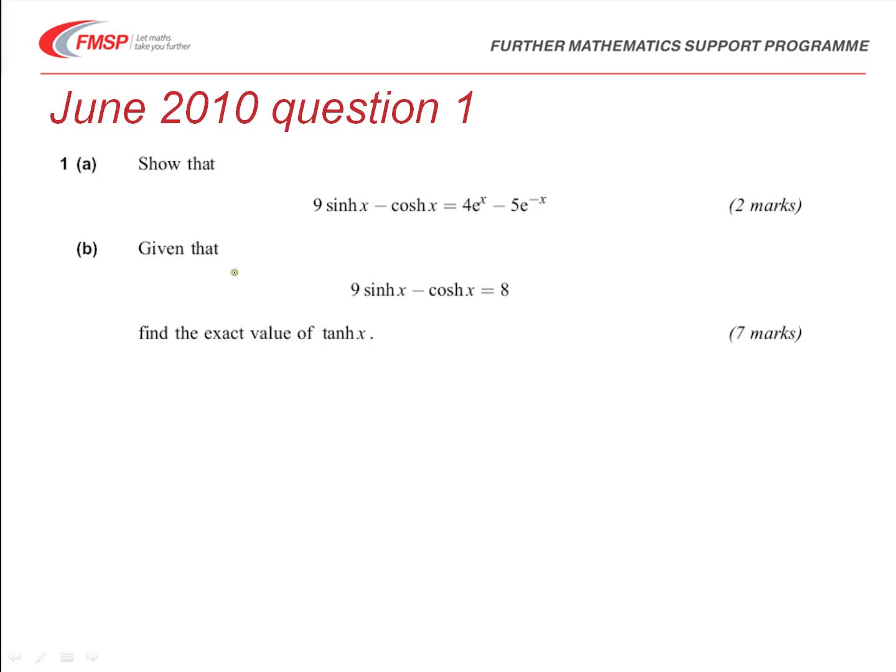Having done that, then in part B you can see the same left hand side is then equal to 8, so we will have to solve an equation, and from the value that we obtain to that equation we can then find the exact value of tanh x, which we should know is equal to sinh x over cosh x.